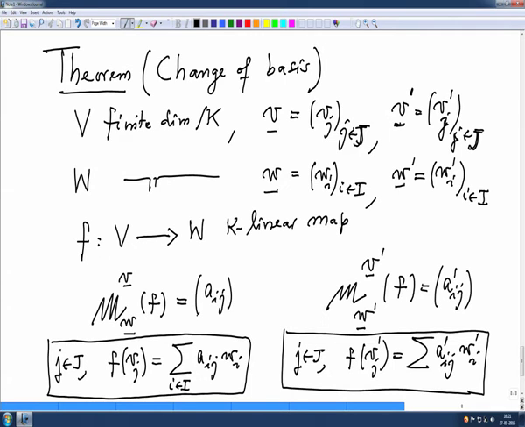Both are the matrices of the same map. This is an I cross J matrix, and this is also an I cross J matrix. And the relation between them is the following. So this is equal to, no, not this. This is equal to this matrix. So I have to write it on the next page.